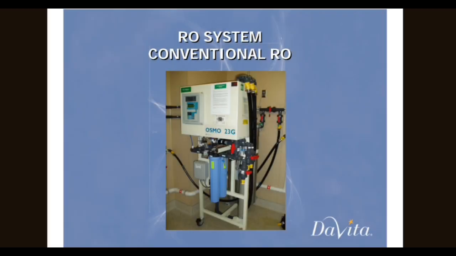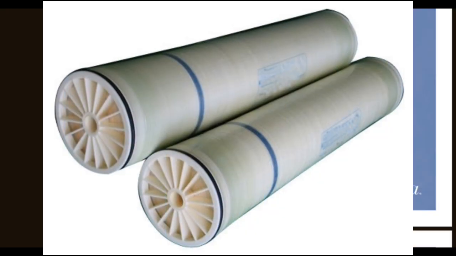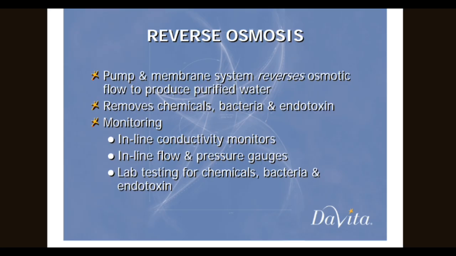Here is a photo of our RO system, the RO membrane. Here are the membranes, and in a larger RO plant we can see larger membranes. The basic function of our reverse osmosis system: first is the pump and membrane system. Second, it removes chemicals, bacteria and endotoxins, with an inline conductivity monitor. Third is inline flow and pressure gauges, and we have to lab test chemicals, bacteria and endotoxins.